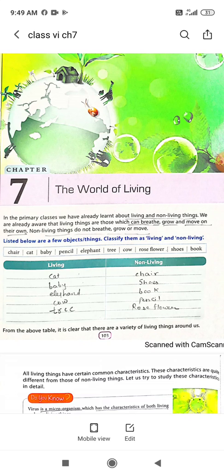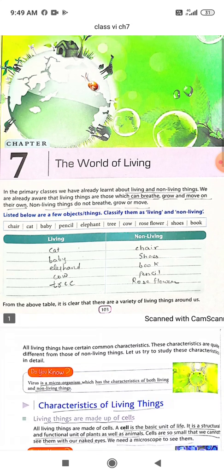As we have started chapter number 7, the world of living, today we will discuss the characteristics of living things.